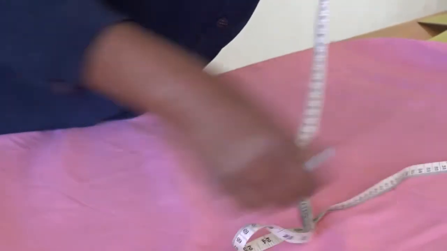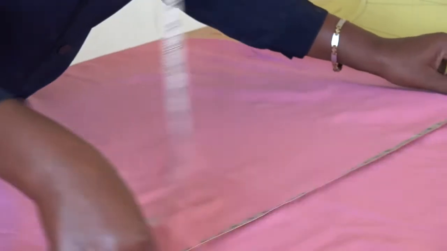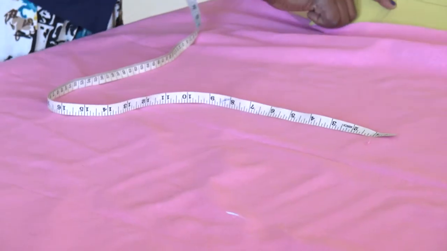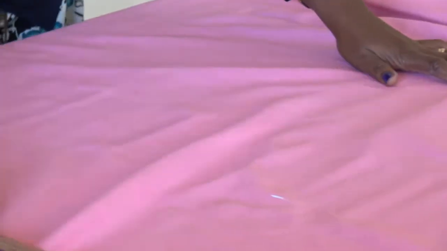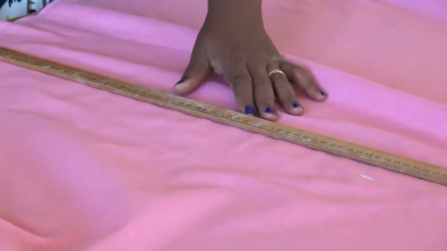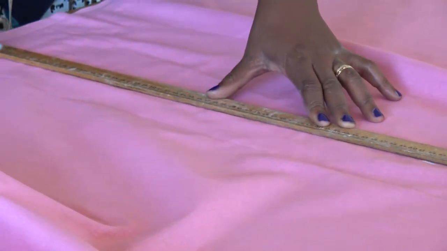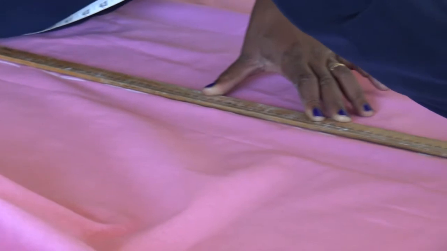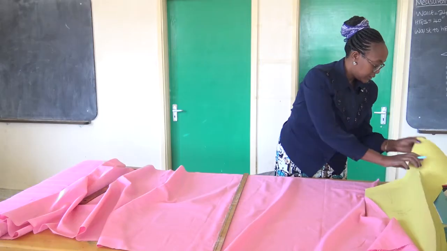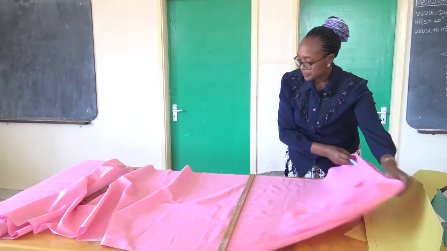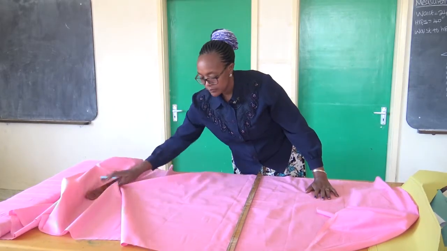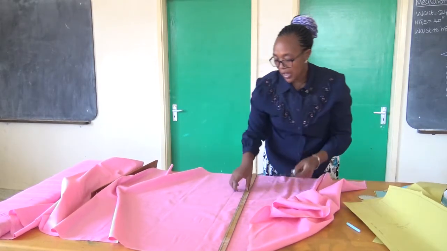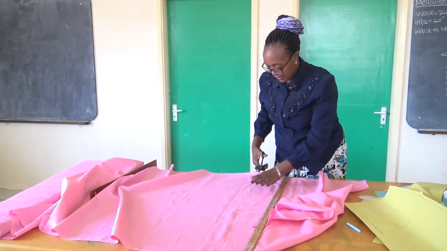Along the straight grain, mark again 27 inches. And then using my meter rule, I will join this with a line, where there's 27 inches, I join it. And using my fabric shears, I will separate this fabric from the other main fabric.